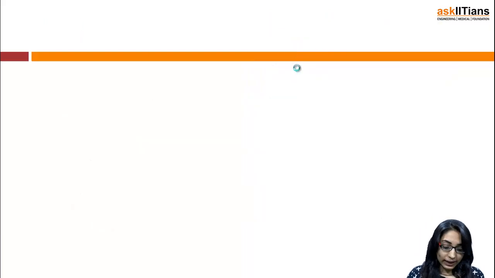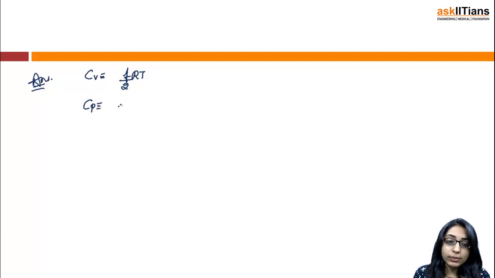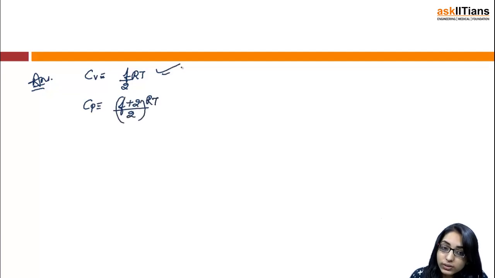So students, to do any such question of this type, first write down the data points that are given to you, calculate for all four options, and finally find out which is the correct option and which are the wrong statements. So let's begin with the answer. I will simply say that CV is nothing but F by 2 into RT. Now what is this F? And we know that CP can be written as (F plus 2) divided by 2 into RT.